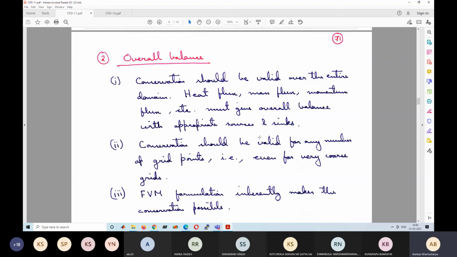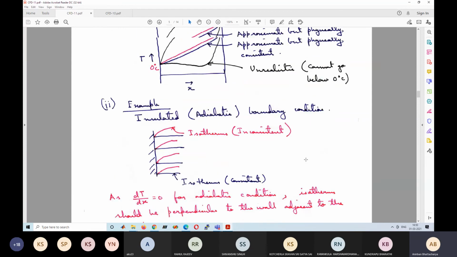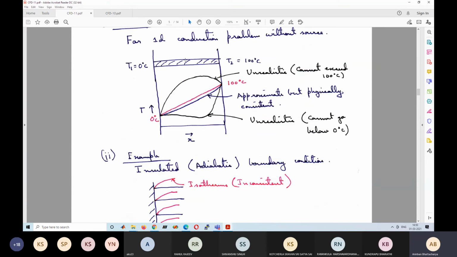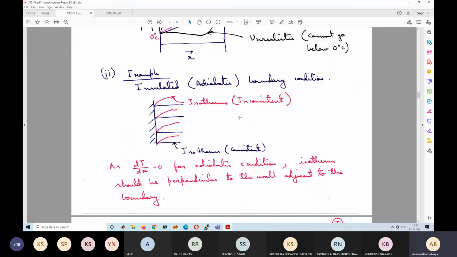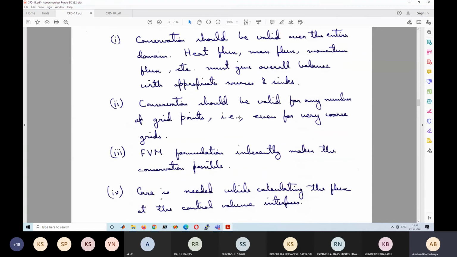And it should also be valid for any number of grid points, which is very important. So if I divide the domain into say 100 grid points, I am finding that conservation is correct. But if I divide the domain into 3 grid points, I am finding that there is a lot of inaccuracy. Then there is a problem. Even if I have a very coarse grid structure, coarse means less number of grid points, say I have a long metallic bar and I divide it into only 3 control volumes, then also the total energy predicted by our model should be conserved. If it is not conserved, then the discretization is an issue.